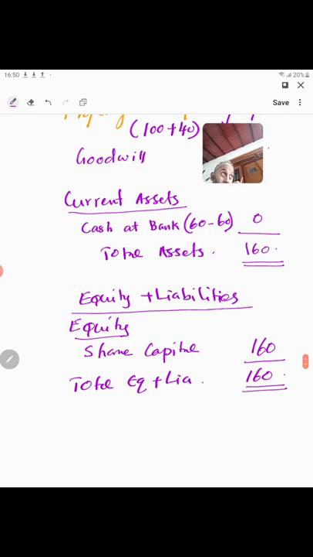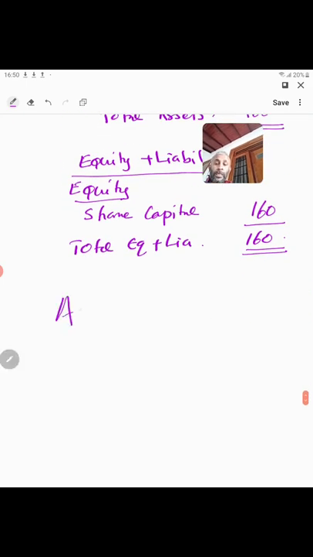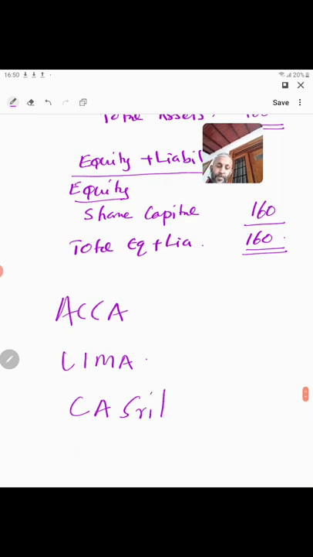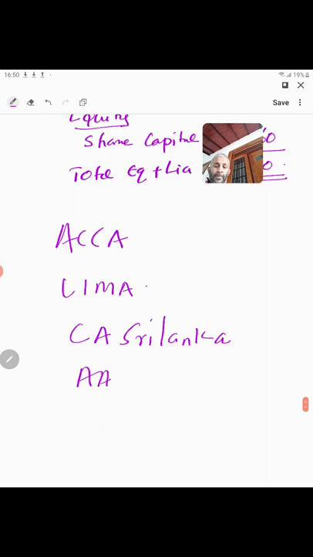Now this particular discussion concludes a basic example of preparing a consolidated statement of financial position when we are encountering goodwill. And this example would be more suitable for students who study consolidation at a very basic level, mainly for exams like ACCA, CIMA, CA Sri Lanka, or AAT Sri Lanka.